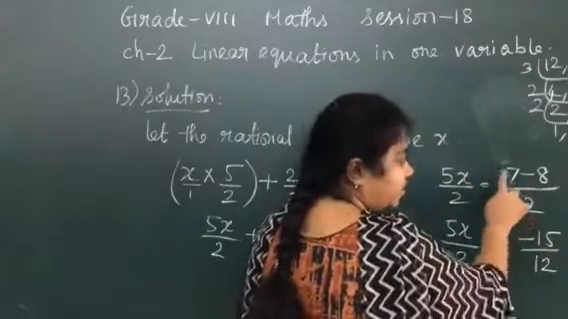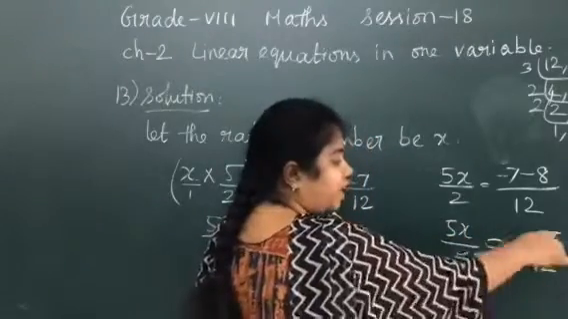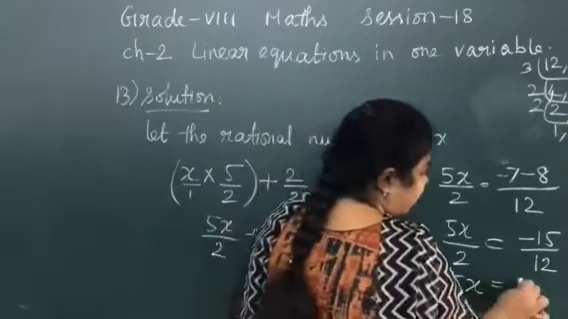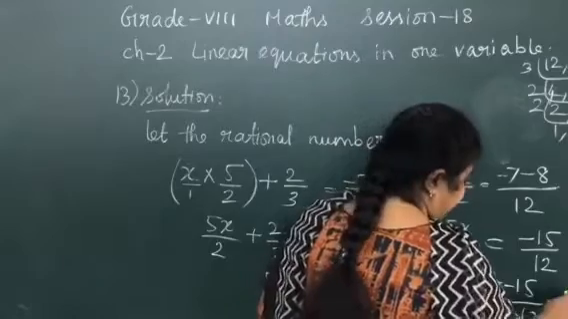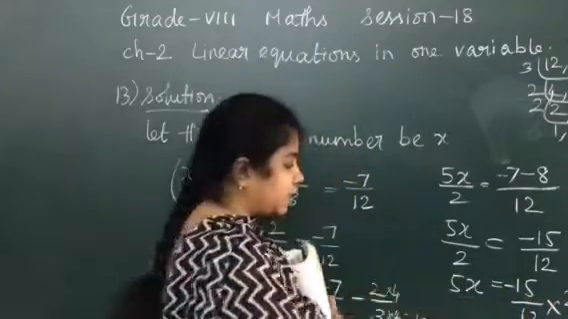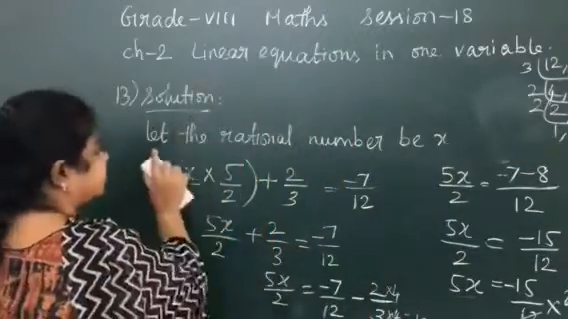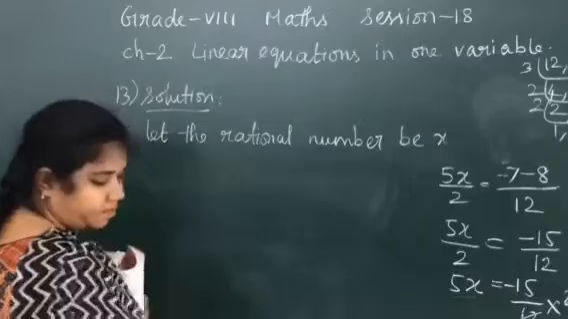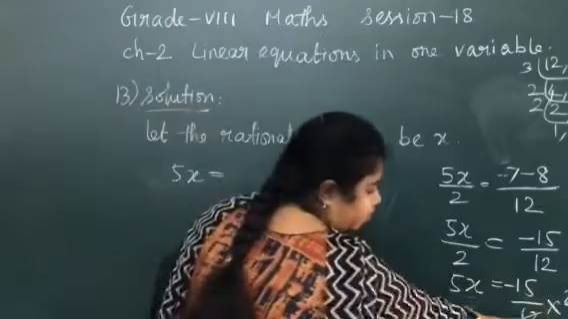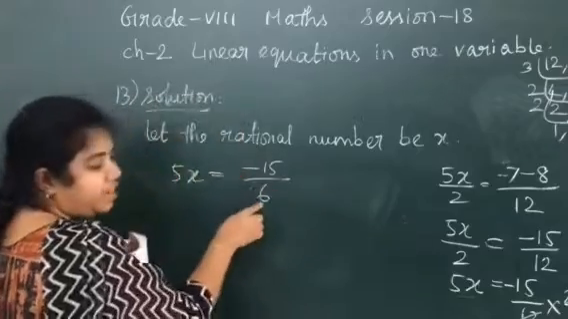Minus 7 and minus 8 is minus 15, divided by 12 as it is. Now this 2 is there, no? You have to take the 2 to the right hand side. What will be happening now? Here it is division. When it goes to the right hand side, it becomes multiplication. Now cancel it. 1 2 is 2, 6 2s are 12. Again, nothing changes, minus 15, and here it is 6.